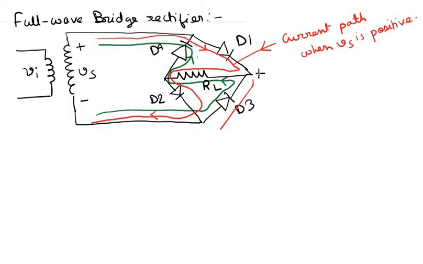Okay, so this point is positive and this point is negative for the load resistor RL, and so no matter whether Vs is positive or negative, the current is always flowing through the load resistor RL from the right towards the left. So the voltage drop across this load resistor RL is always positive. So this is basically a full wave rectifier, and this rectifier is known as a full wave bridge rectifier or simply a bridge rectifier. So this green colored line is basically the current path when Vs is negative.